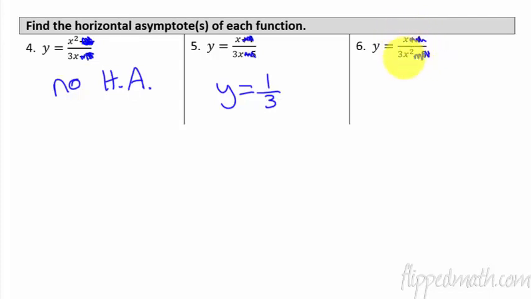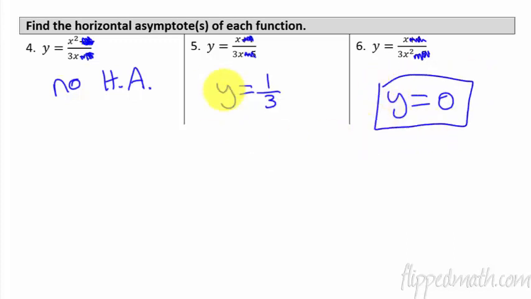So we have x on top and then an x squared on bottom. Which of these grows faster? Obviously, this one on bottom is growing faster. So when you have that situation, you have a super duper big number on bottom. It is approaching y equals 0. That is the horizontal asymptote.